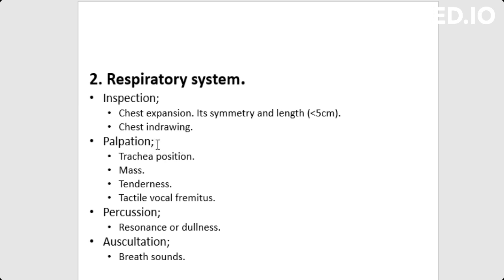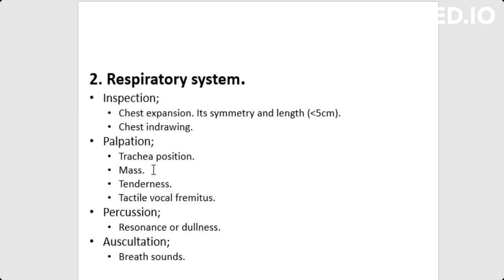Moving to palpation, you need to palpate for the trachea position. Is it centrally located or is it deviated? Usually, if the trachea is deviated, it means that there is a problem in the mediastinum. There is a mediastinal shift or any problem involving the chest cavity, compressing the lungs, or maybe one of the lungs has collapsed.